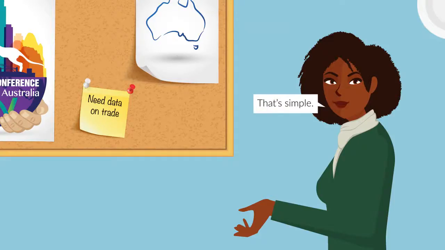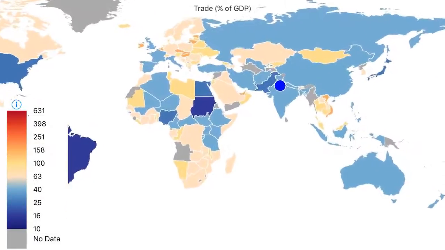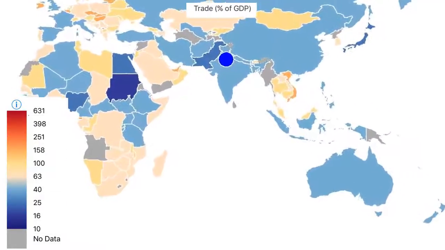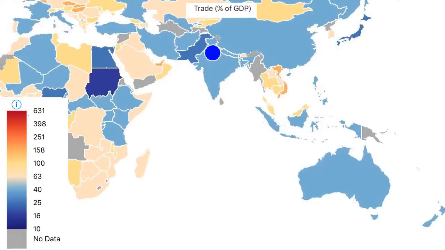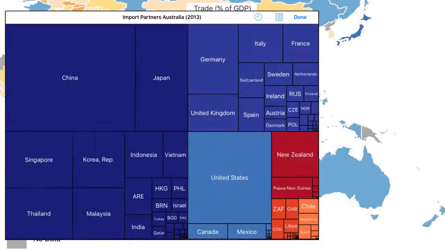That's simple. The Trade at a Glance map helps you quickly compose a visual narrative about countries and the products they exchange. Let's click on Australia to see the list of products exported by the country. This trade model shows that Australia exports a huge amount of iron ore, totaling approximately $68 billion. You can also compare imports, import patterns, and export patterns.